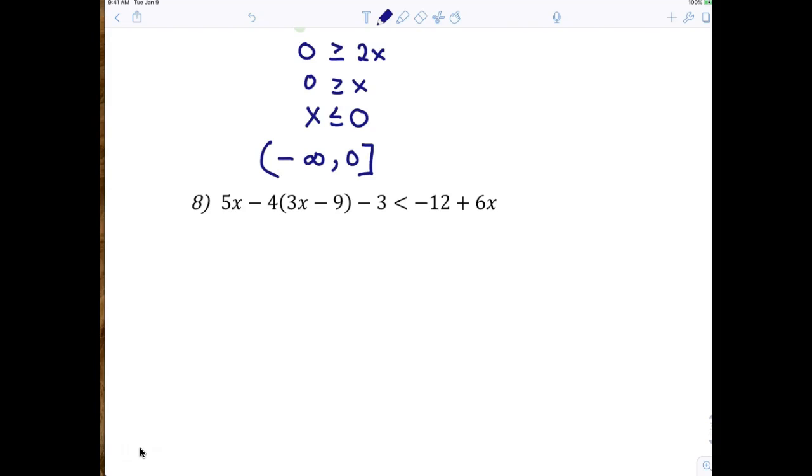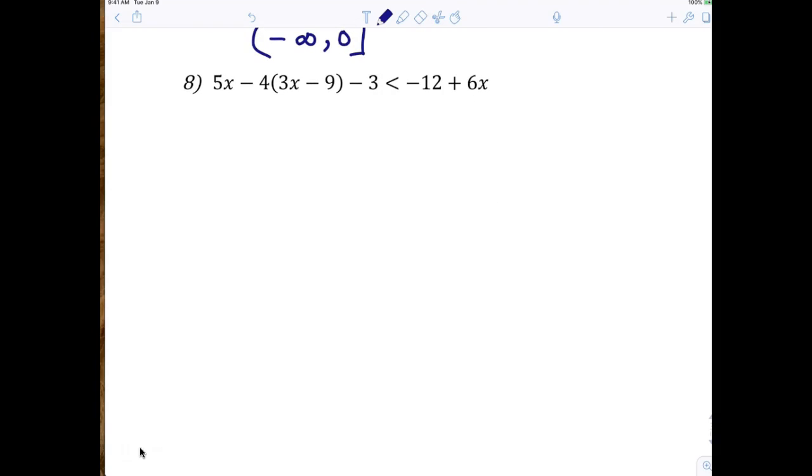All right, let's do number 8 now. All right, probably about as hard as it gets. So let's see. 5x minus 12x plus 36 minus 3 is less than negative 12 plus 6x. Any questions with that?